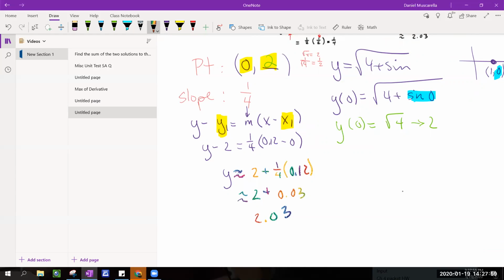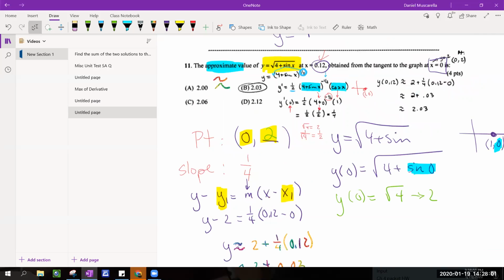All right, so that would be the approximation for this one, which in this case was choice B, 2.03. So does that help, Maria? Are you good to go with that, or anybody else that had a linearization question? Okay, cool. Awesome. Glad I could help you out with that.